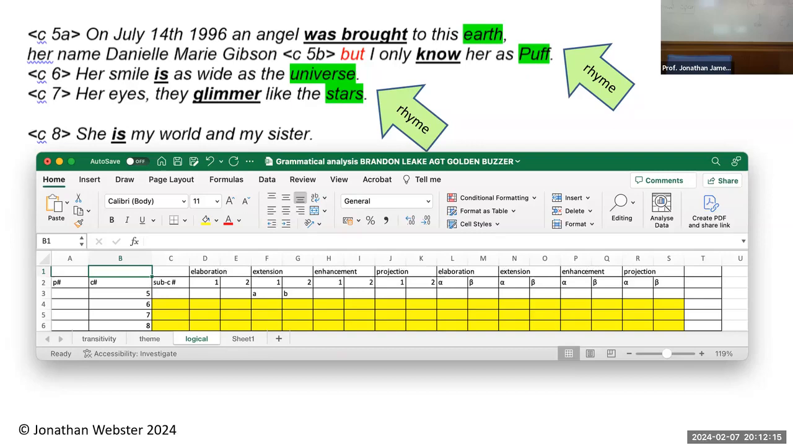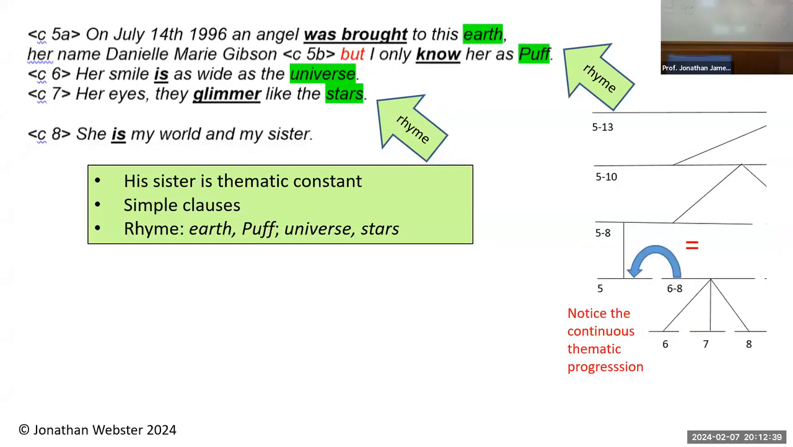In terms of logical structure, very simple here, all simple sentences. And then in this one, A and B, again, it's paratactic, a kind of extension with but. I only know her as but, the alternative. Okay, extension is a kind of alternative. It can be addition, alternative, and so forth. So we notice his sister is the thematic constant. Simple clauses. There's rhyme: earth, puff, universe, stars.